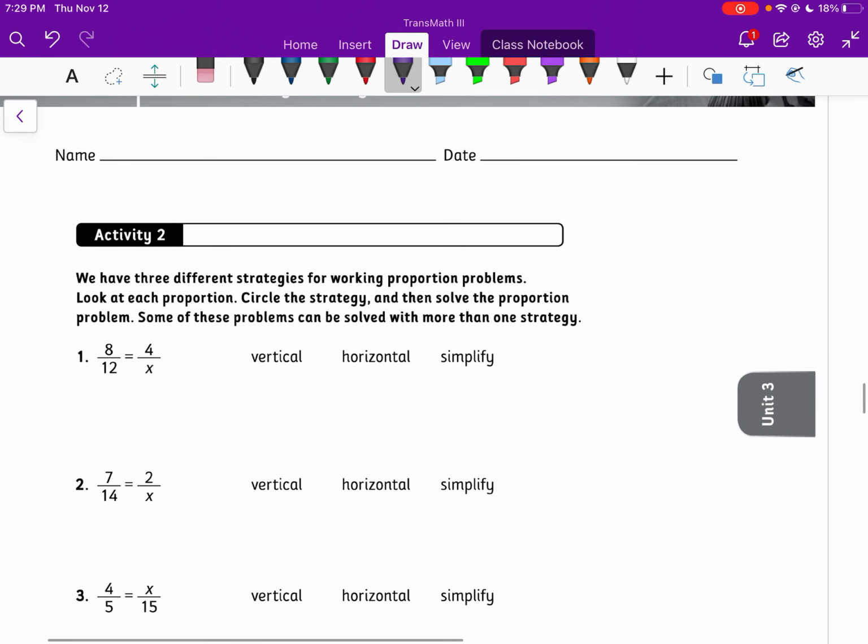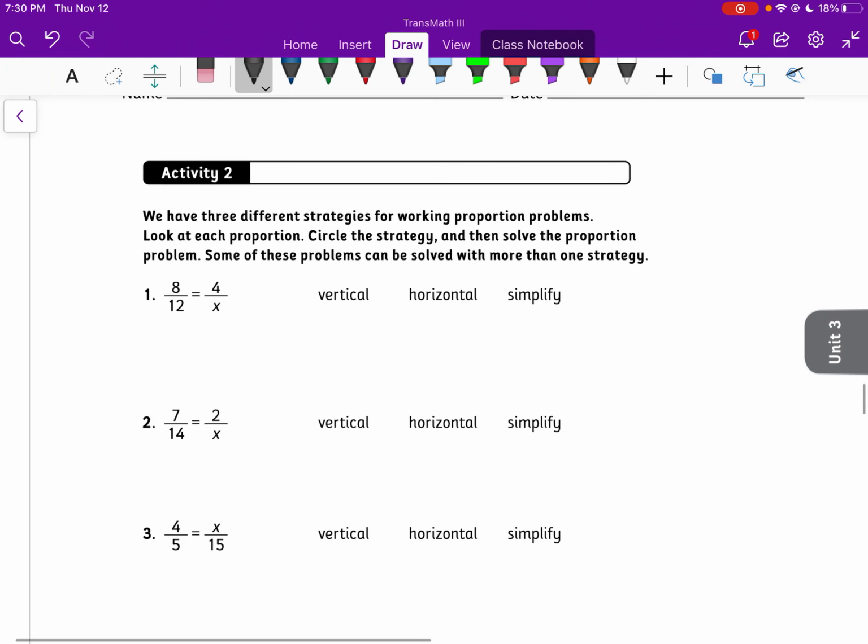So moving on to activity 2, we have 3 different strategies for working proportion problems. Look at each proportion, circle the strategy, and then solve the proportion problem. Some of these can be solved with more than one strategy. All right, so let's look at that first one.